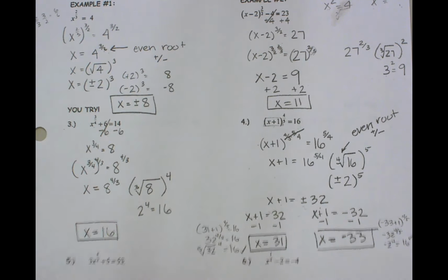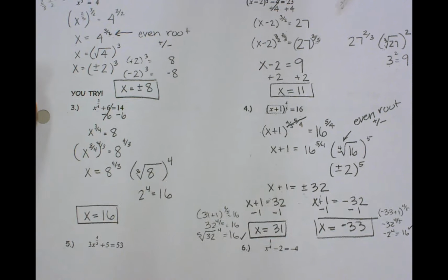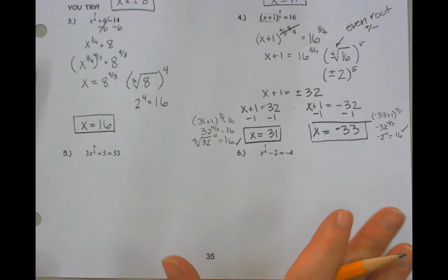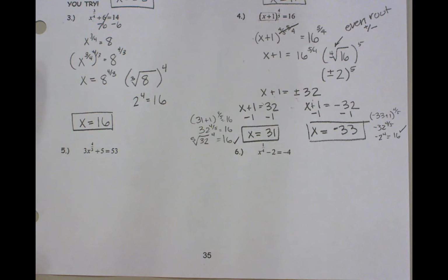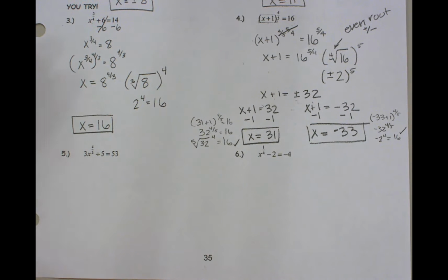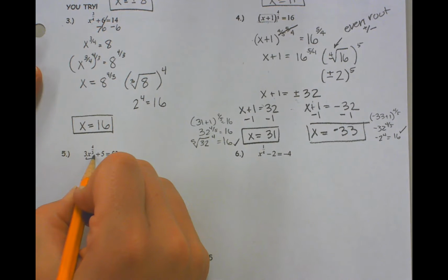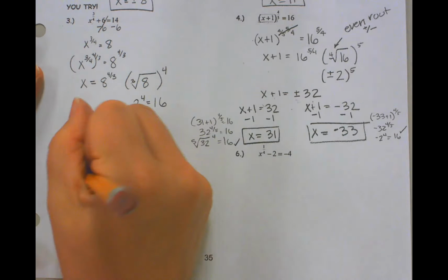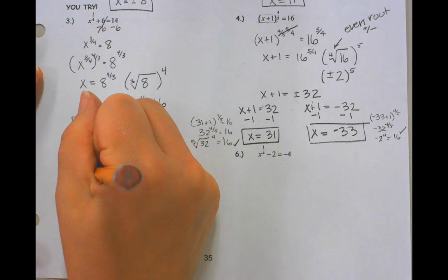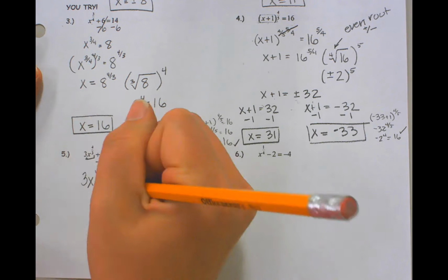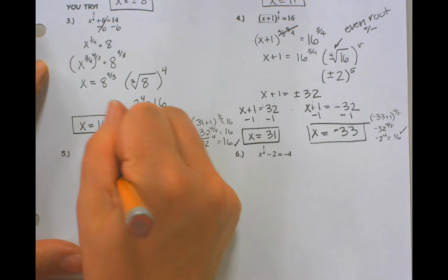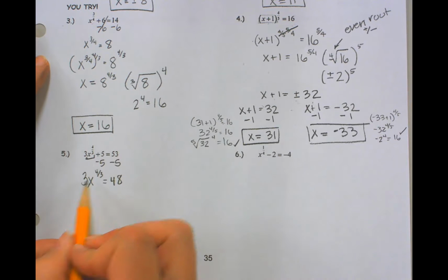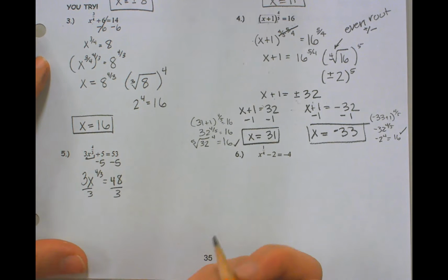So let's go ahead. Again, if you feel comfortable, pause the video and just see if you can get the answers on your own. But I'm going to walk through these next ones as well. So again, the first thing we need to do is isolate this variable. So I'm going to subtract 5 first. So then I have 3x to the 4/3 power equals 48. And then I still need to get the x that's raised to this exponent by itself. So I'm going to divide both sides by 3.